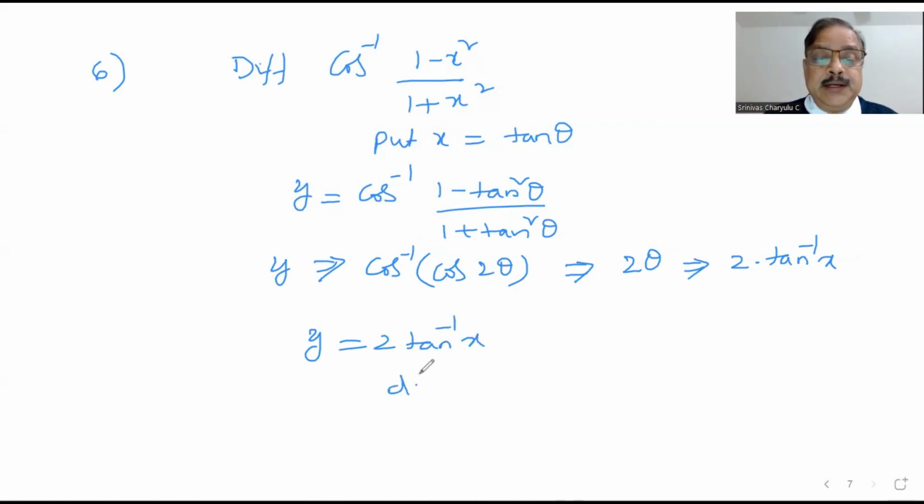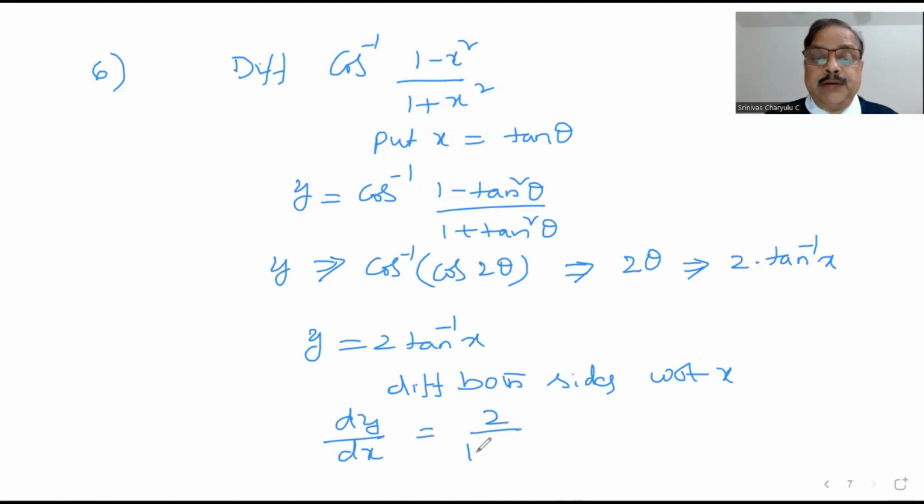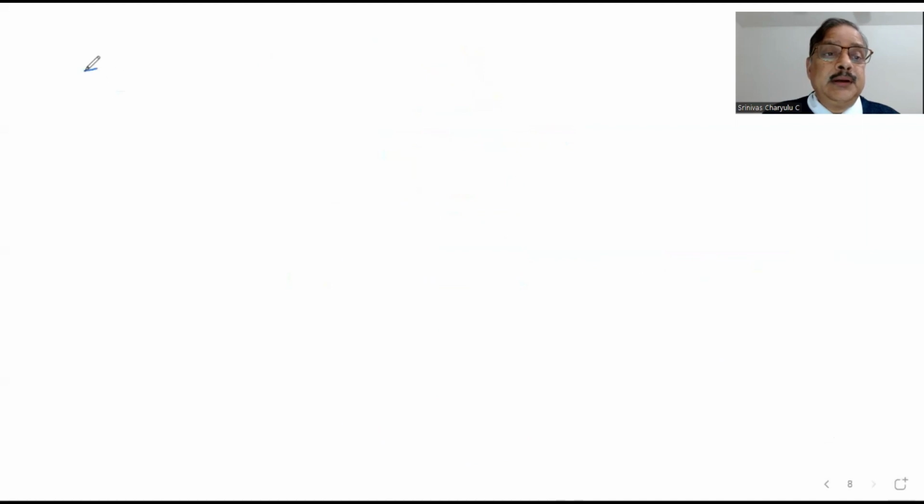Differentiating both sides with respect to x, dy by dx is equal to 2 divided by 1 plus x square. Okay. So last sum, differentiate sine inverse 2x root of 1 minus x square.